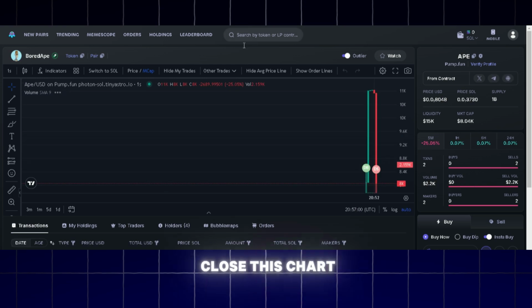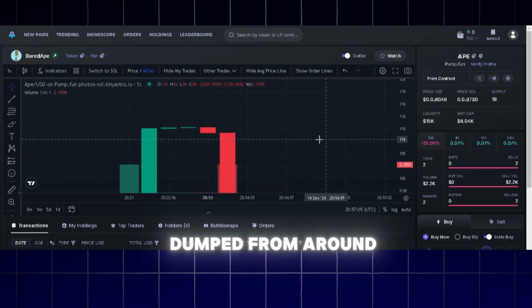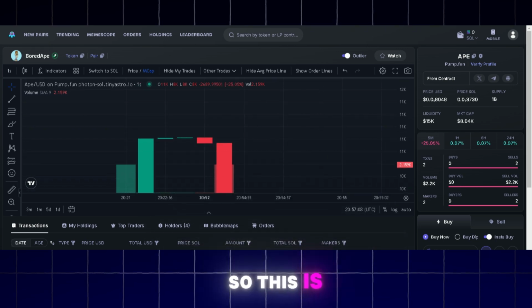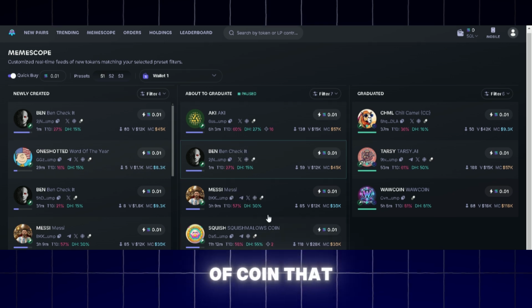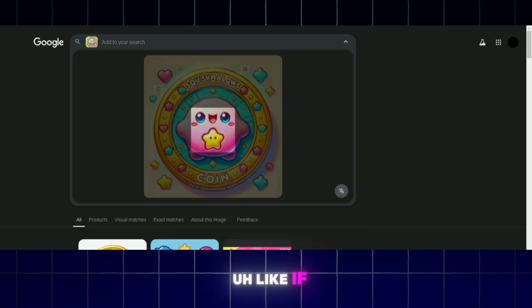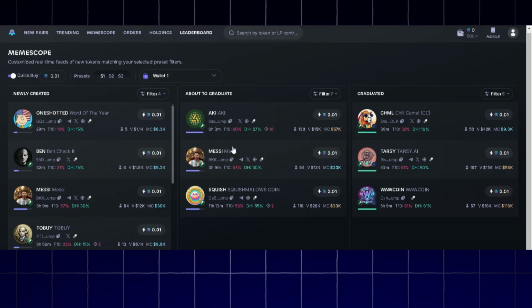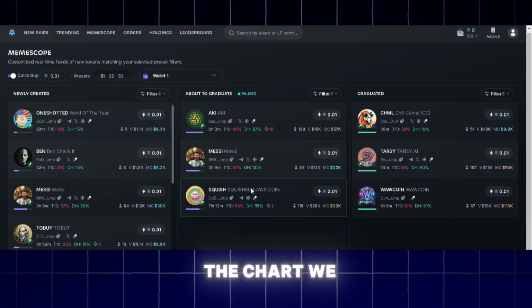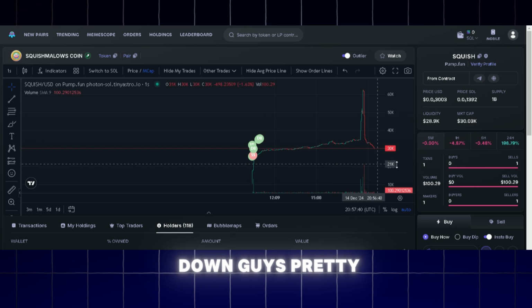So I will close this chart also, and if we see the board, if the price gets down from around about 11k, this is also a red flag. Yeah, so these are the type of coin that you need to avoid, or if you are trading, you should know which coin you are trading. Like if we open the chart, we can see the market cap, and the price got down pretty badly.